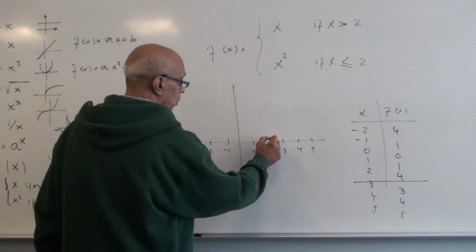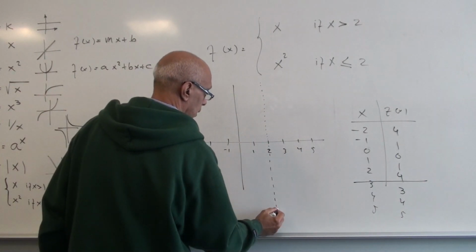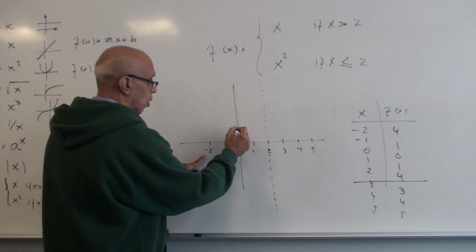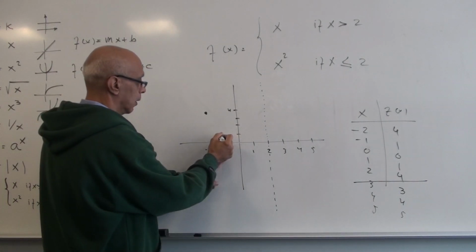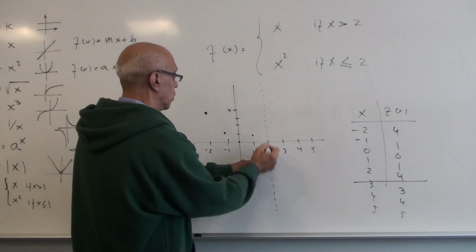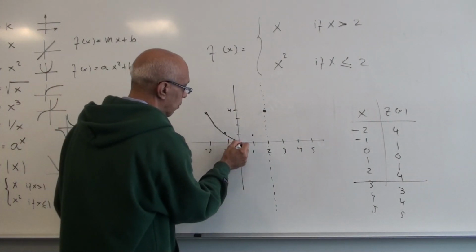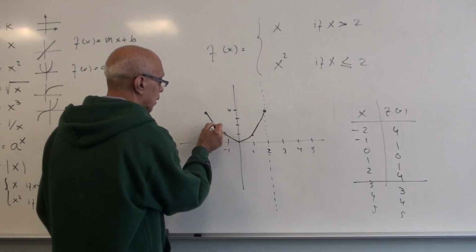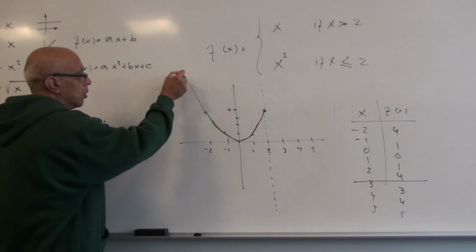Now, what is the transition? The transition is right here at 2, right? So let's put a dotted line to remind us that the behavior is going to change. Negative 2 is going to be 4. 1, 2, 3, 4. So I have a point here. Negative 1 is going to be 1. That's a point here. 0 is here. 1 is here. And then 2 is here, and it's solid. And I can draw my line right here, like this. Okay? So the function behaves like this, and here it continues.